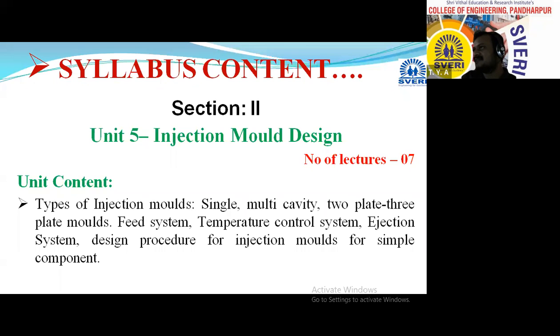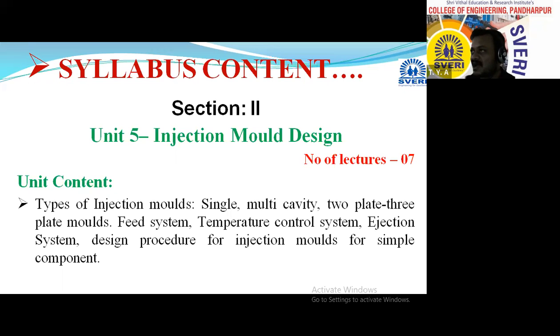As we have discussed the compression mold design with one practical example, in the same way we are going to discuss injection mold design with one practical example. Suppose in injection molding, a plastic bottle cap is manufactured with the help of injection molding. Then how the mold is designed for manufacturing that plastic bottle cap, that we will discuss.